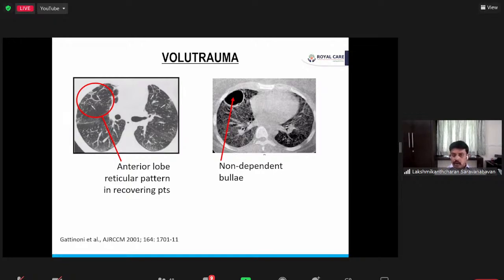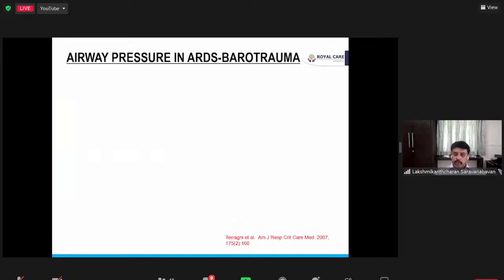Mostly in ARDS, the dorsal or the posterior lung will be affected, and the ventral or the anterior part of the lung will be normal. And these ventral parts started showing signs of having had volutrauma during the period of ventilation. So it was very important for us to know this and to avoid this complication.